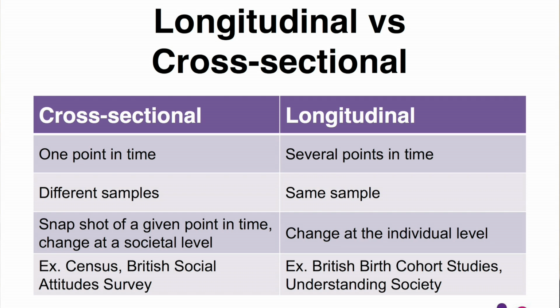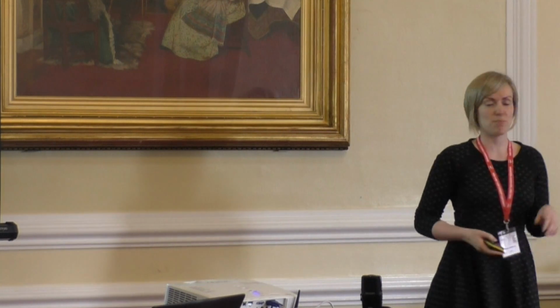The value of a cross-sectional study would be giving you that snapshot of a given point in time and to look at change at a really societal level. And the longitudinal study will give you a better sense of the change at the individual level. And then just some examples here at the bottom of different types of each. What we're going to be talking about today is mostly drawing on examples from the British birth cohort studies, which is what Sam and I do in our day jobs. So we'll be drawing on examples from the Millennium cohort study and the 1958 birth cohort study.